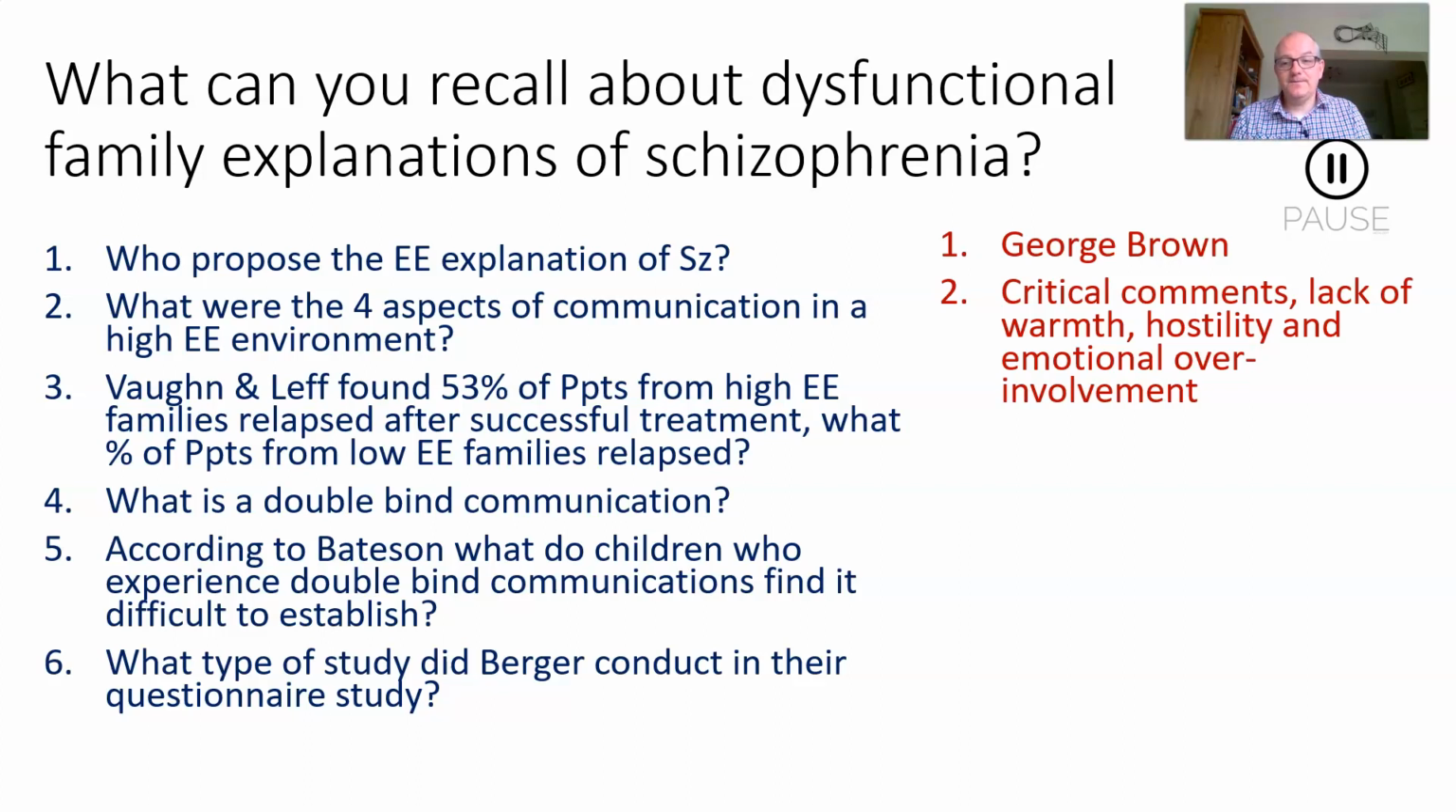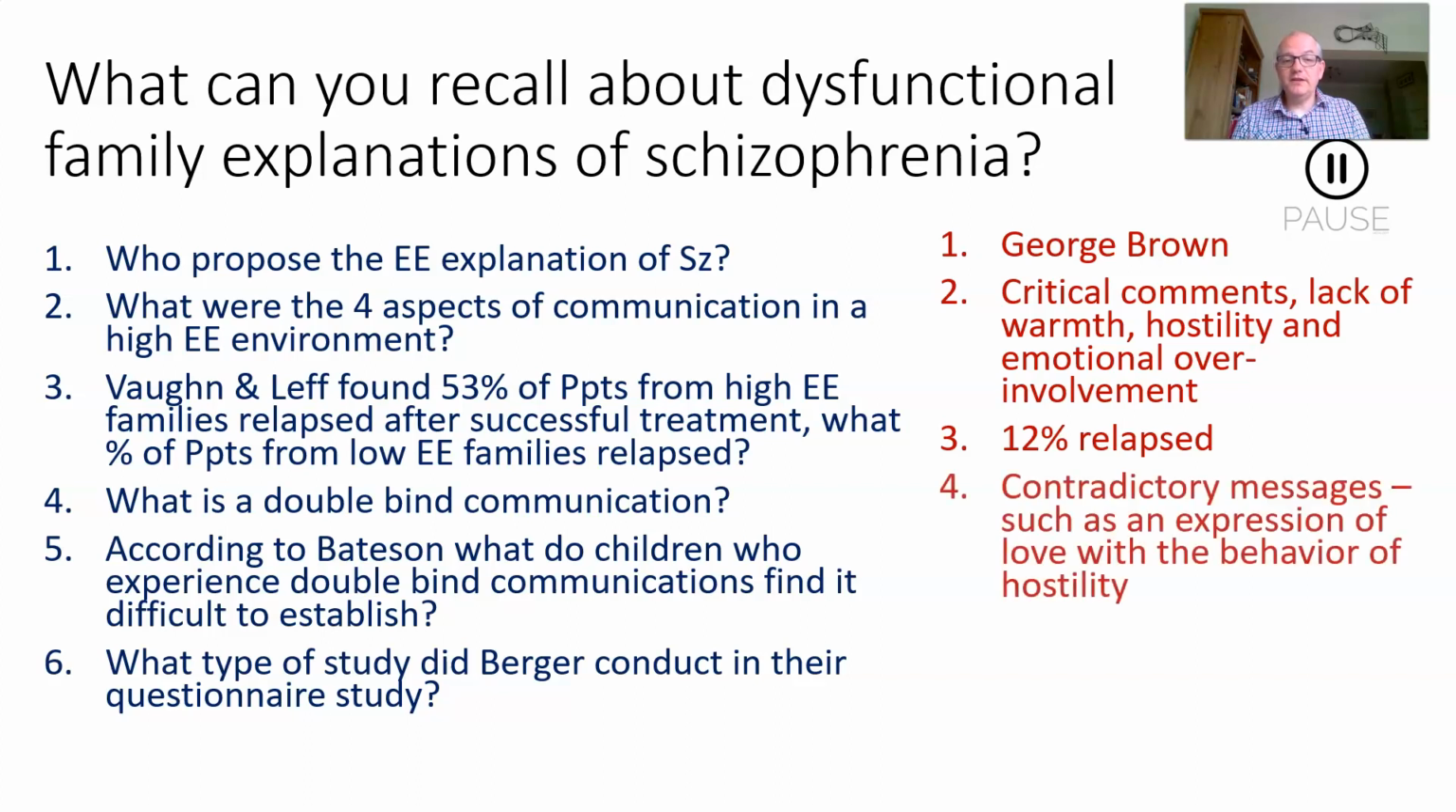So Vaughn and Leff found that 12% of low EE families' schizophrenics relapsed. Double-bind communication is a contradictory message, showing expression of love and also hostility as an example. Gregory Bateson talked about how they couldn't construct a coherent sense of reality, therefore creating later in life the idea that there is no sense of reality, and therefore things like psychotic episodes and delusions occur.